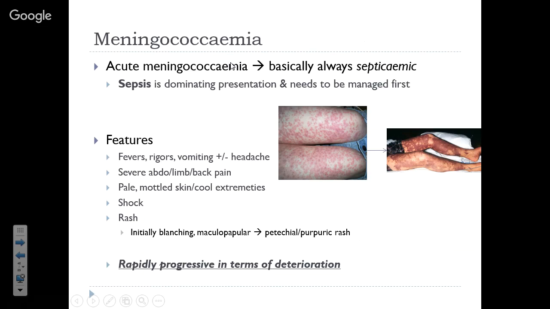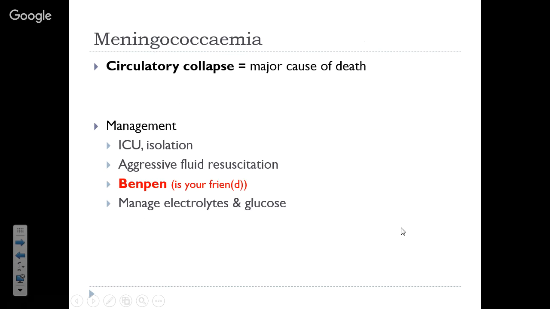So meningococcemia specifically, basically this is always septicemic, and sepsis is a predominating presentation and needs to be managed. Along with the generic symptoms of meningitis, you also get maybe severe limb, abdo, back pain, very pale skin and cool extremities, and often shock in the end as well. The rash can progress from a blanching macular papular rash to a more severe diffuse petechial purpuric rash, as you can see here. And this is rapidly progressive in terms of how fast the kid actually deteriorates. So very important to recognize fast.